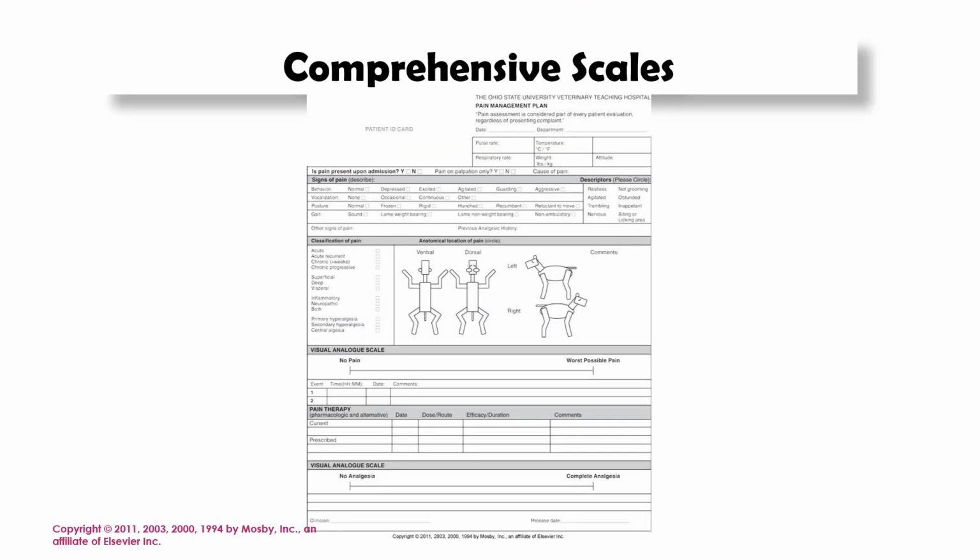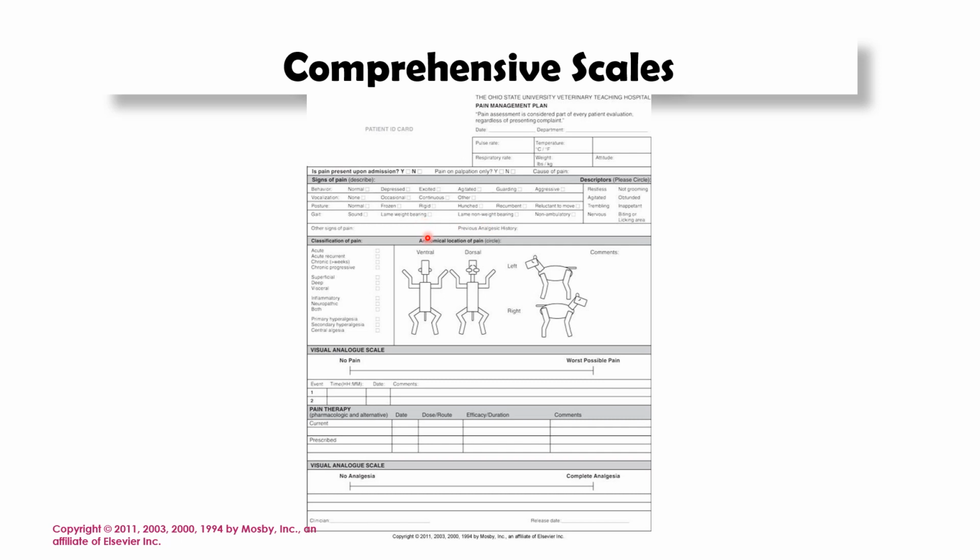This is the form that we are going to fill up now when we are going to assess the pain in animals. So this is a comprehensive scale to assess pain in animals. So this includes the signs of pain, the different signs of pain, physical signs of pain. We also have the classification of pain and the anatomical location of pain in the animal.